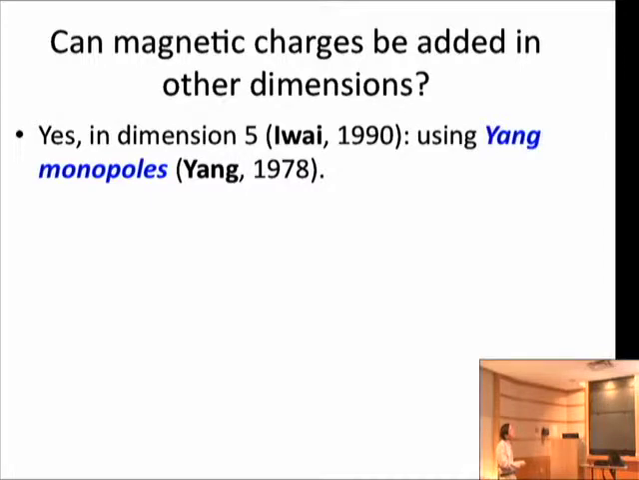That was done in the 90s. And in the original 3 dimensions, they use a Dirac monopole. But in this 5 dimension, they use something called a Yang monopole. This Yang is the famous C.N. Yang, who was a faculty member here before. Okay, in '78 he generalized Dirac's work to the 5-dimensional case.